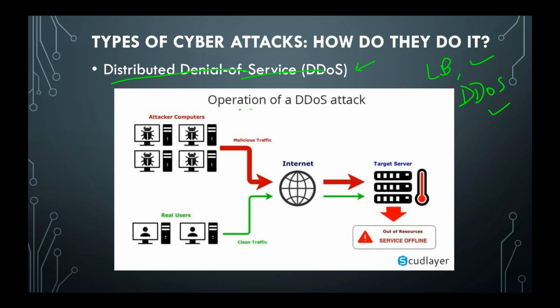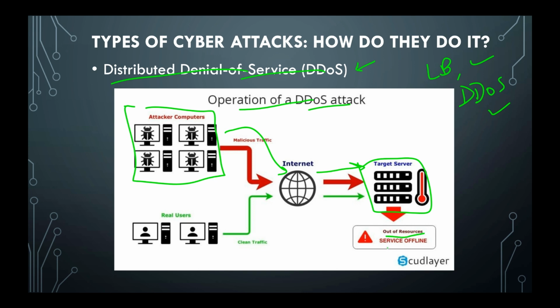So here you can see the operation of the DDoS attack. This is the attacker's bot army of computers. They send the malicious traffic through the internet and it goes to the target server, and the target server runs out of resources and the service is offline. So real users will not be able to access these services.